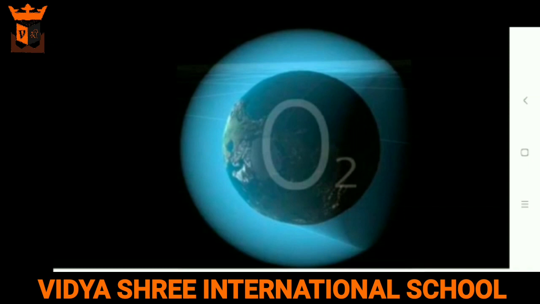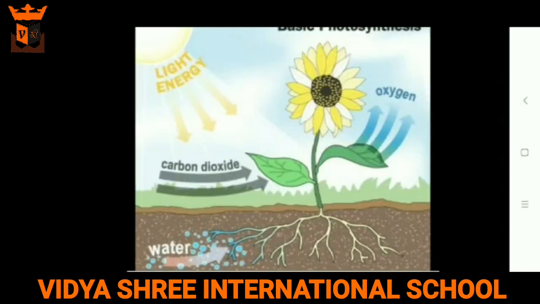Now, let's learn about oxygen gas. Children, oxygen is the second most plentiful gas in the air. Humans and animals take oxygen from the air. And children, do you know that green plants produce oxygen during photosynthesis? In this way, the oxygen content in the air remains constant. And if we cut the trees, then this balance gets disturbed.